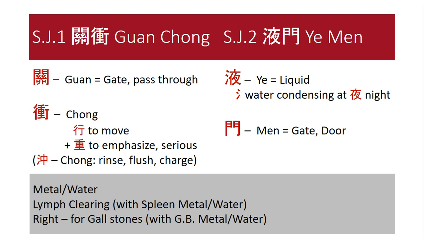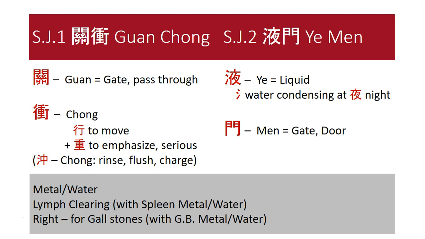San Jiao 1, Guan Chong, the gate to the thoroughfare, can also be described as Chong, which means to rinse or to flush or to charge. These two characters are often used interchangeably, and in the case of San Jiao 1, one actually does see both variations. San Jiao 2, Ye Men, the fluids gate, again suggests the role of the San Jiao in the lymph system, the water irrigation system.